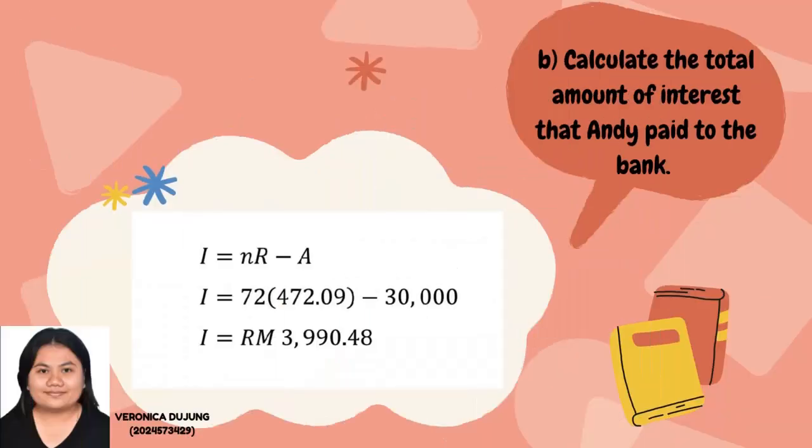B. Calculate the total amount of interest that Andy paid to the bank. I equal to NR minus A, I equal to 72 in bracket 472.09 minus 30,000. I equal to RM 3,990 ringgit 48 cent.